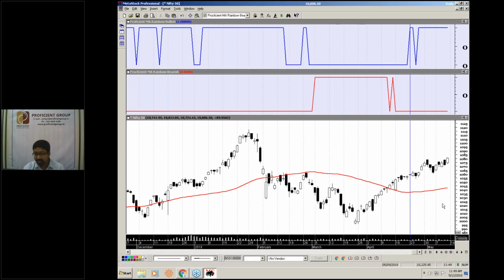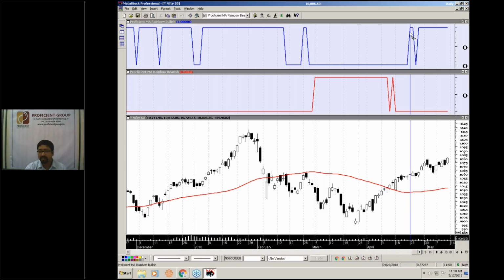Now let's look at the chart. We are seeing a series of higher tops and higher bottoms, and yesterday we also see a new higher top, whereas the last bottom was made on 4th of May at around 10,680 level on closing basis. So unless this bottom gets violated, this short-term upward trend remains intact.